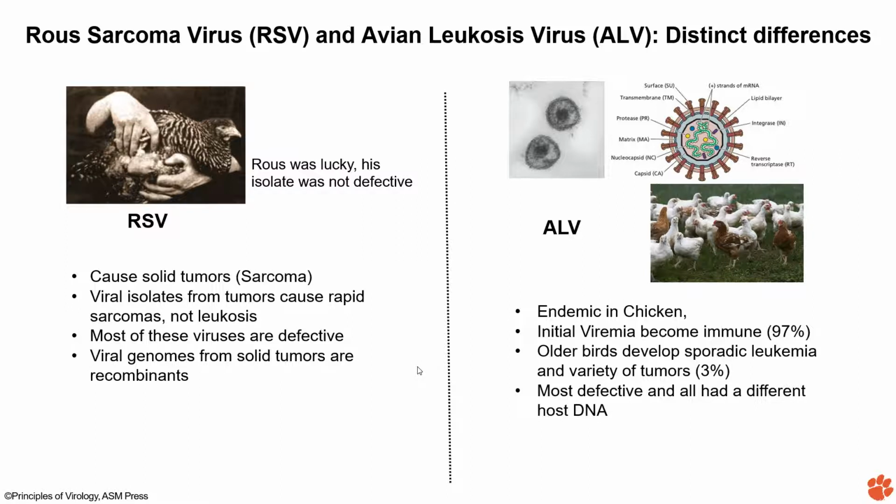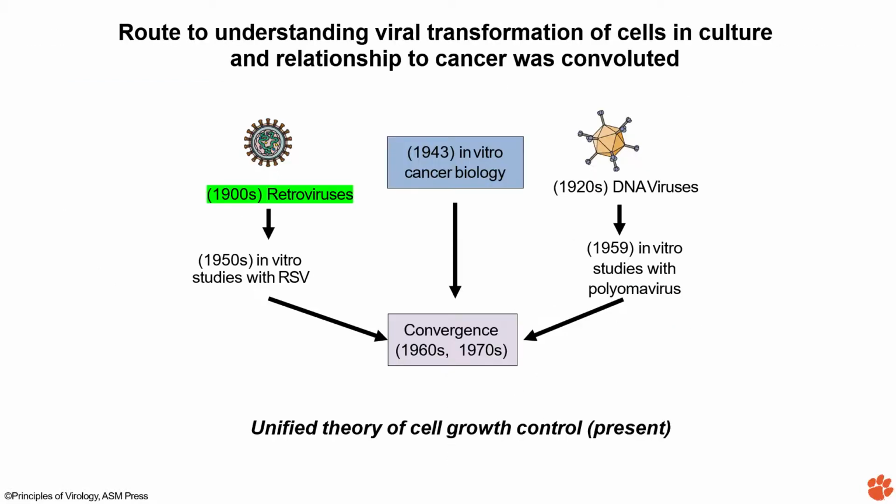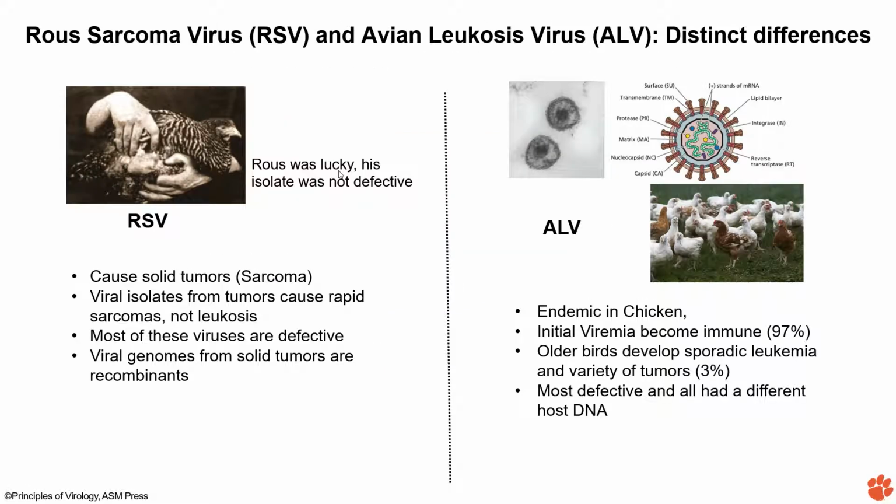So these are two examples, and we're going to see the first part: how retroviruses cause cancer. This is what we're going to talk about first. This is the start of that retrovirus which can cause cancer. So first, the RSV causes solid tumor sarcoma.